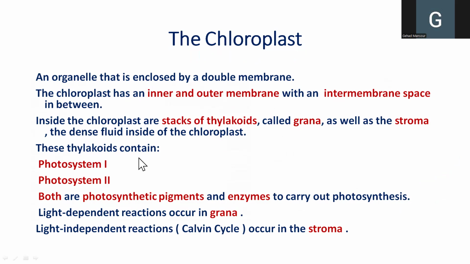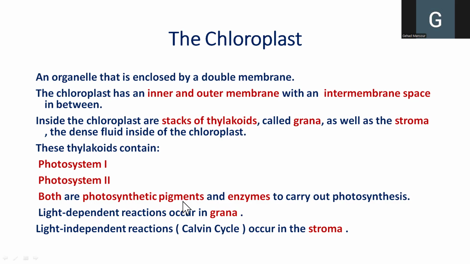The thylakoids contain a group of colored pigments, and these colored pigments are grouped into two groups of pigments that are called photosystem 1 and photosystem 2. They are called systems because they consist of groups of pigments, and photo because they can absorb light energy and therefore be excited, and their electrons will jump to higher levels and will initiate the light-dependent reactions.